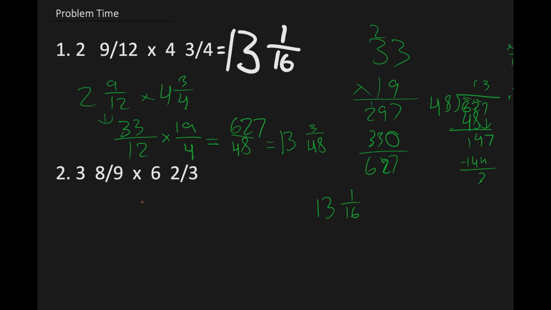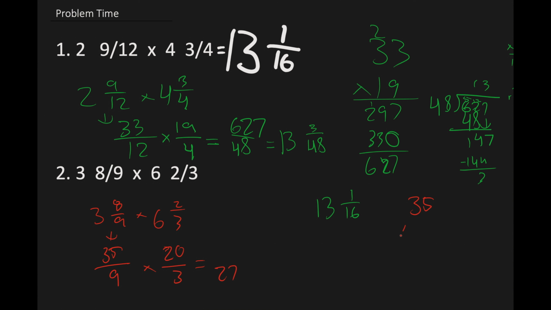And now second, we have 3 and 8/9 times 6 and 2/3. So let's convert it. 3 times 9 is 27, plus the 8 is 35, so 35/9, right? Then we have 6 times 3 is 18, plus 2 is 20, so 20/3. So 9 times 3 is 27. And again, like all the others, 35 times 20 equals a whole bunch.